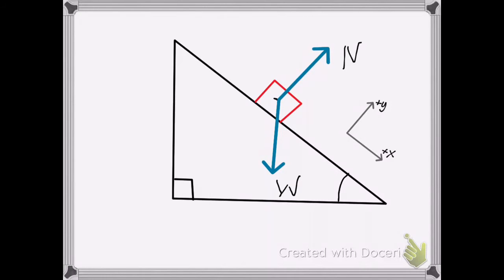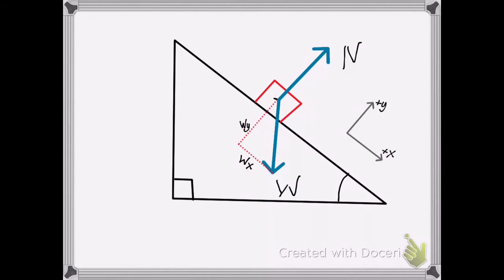Our weight is in both the x and the y direction, so we're going to go ahead and break that into x and y components. Our y component is perpendicular to the surface of our ramp, and our x component is parallel to the surface of our ramp. I'm going to label those. This is my x component of my weight down here, and this is my y component of my weight over here.